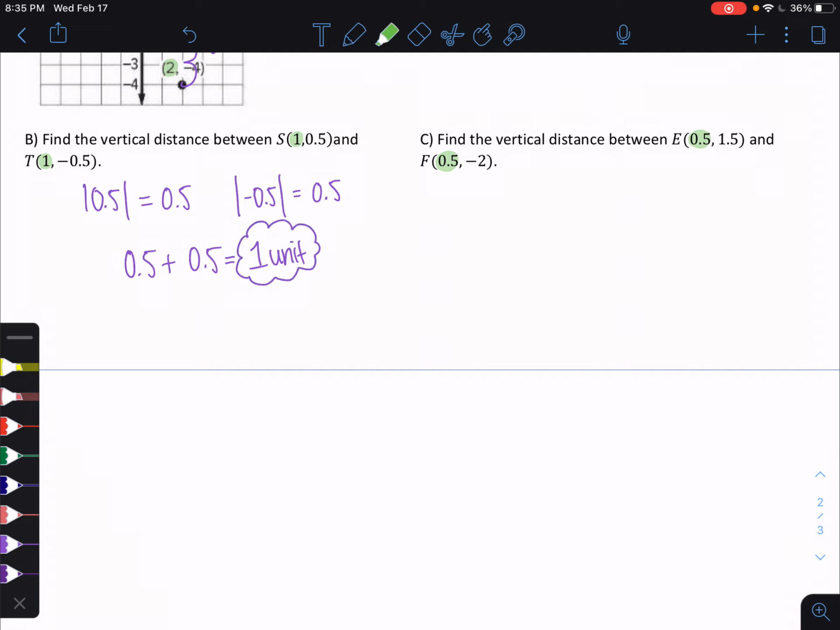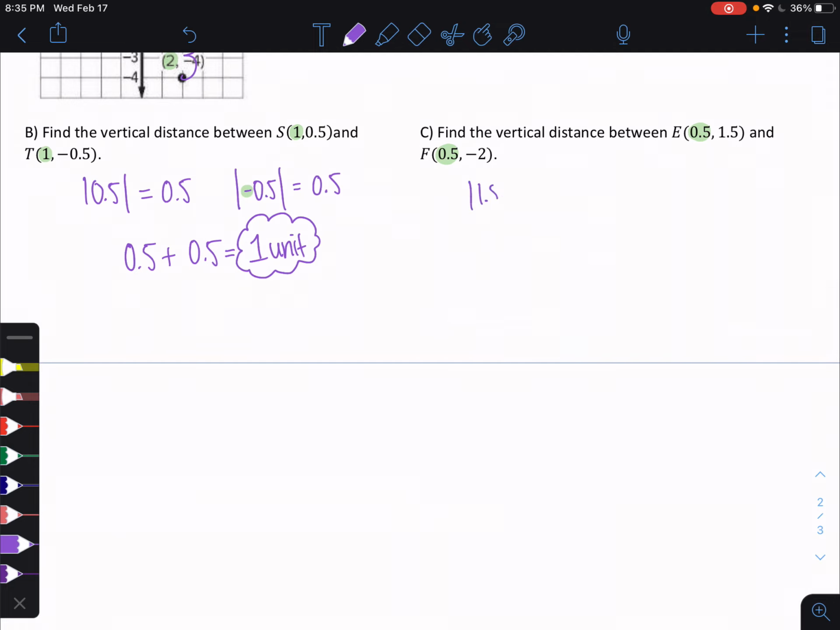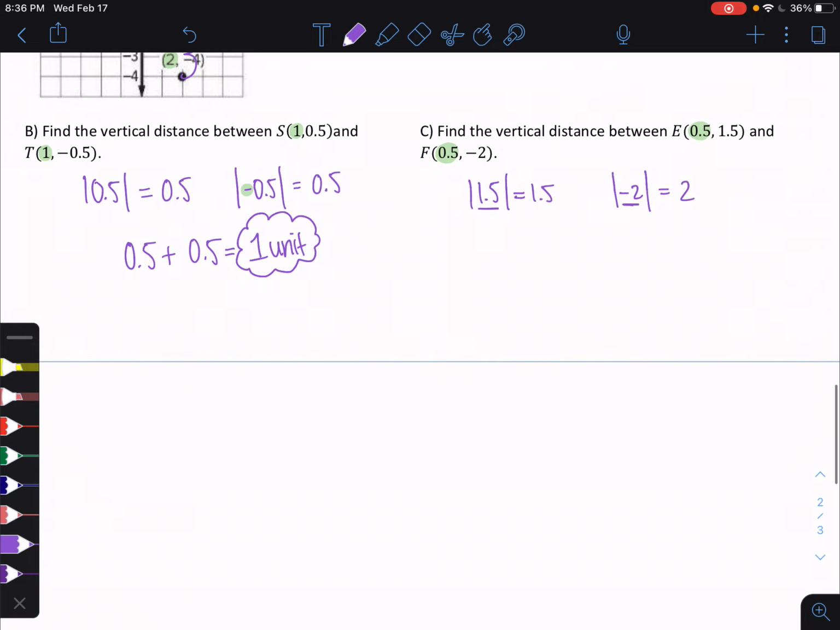Okay, so this one had a negative sign and the other one didn't. They are opposite signs, so they are on opposite sides of an axis. They are not in the same quadrant. I'm going to add them together. For part C, I've got the absolute value of 1.5, and I've got the absolute value of -2. What went into these things had opposite signs, so I'm going to add what comes out. And I've got 3.5 units.